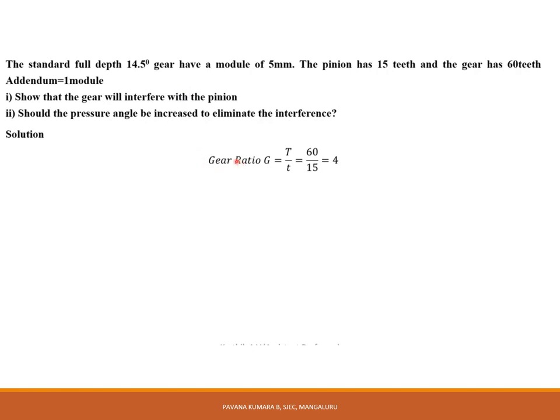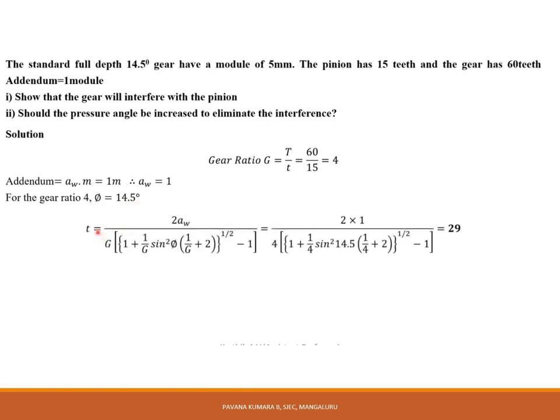So first find capital G. Capital G is nothing but T divided by small t, that is 60 divided by 15, which is equal to 4. Addendum is nothing but AW into M. AW is 1 into M. Module is given, I think module is 1, so AW is equal to 1. For the gear ratio 4, phi is equal to 14.5. From that expression we can easily determine small t. So all data we know.